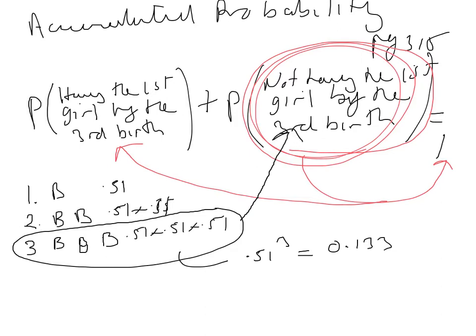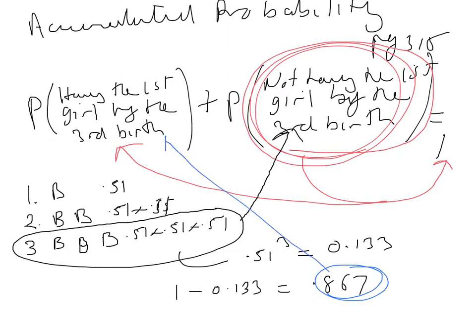Right, when I take it away from 1, 1 minus 0.133, what do I end up with? Well, let's just go and do it on my trusty calculator. 1 minus 0.133, and I get an accumulated probability of 0.867. Now, this probability can be assigned to this statement here. So the probability of having the first girl by the third birth is 87%.